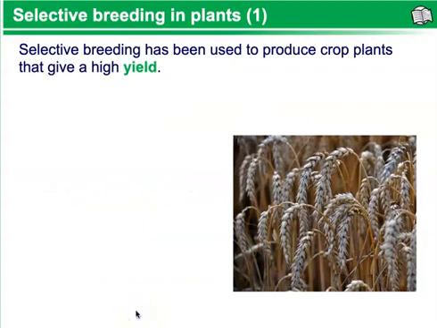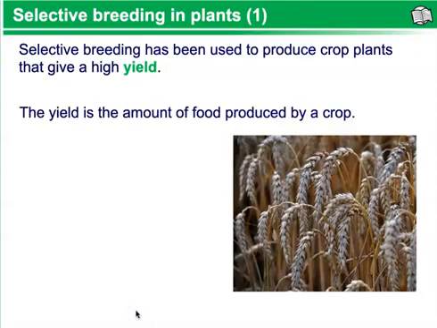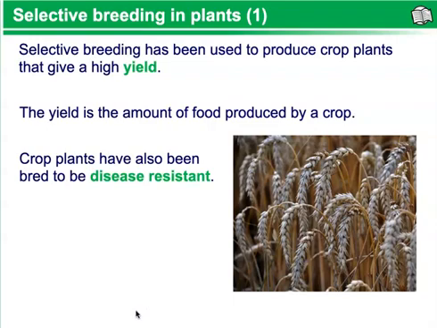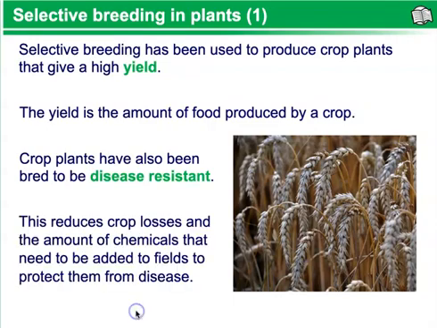Selective breeding in plants. Selective breeding has been used to produce crop plants that give high yields. The yield is the amount of food produced by a crop. Crop plants have also been bred to be disease resistant. This reduces crop losses and the amount of chemicals that need to be added to fields to protect them from disease.